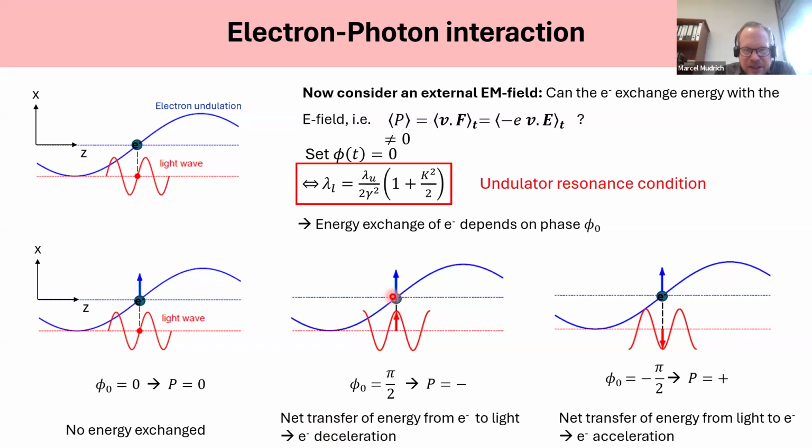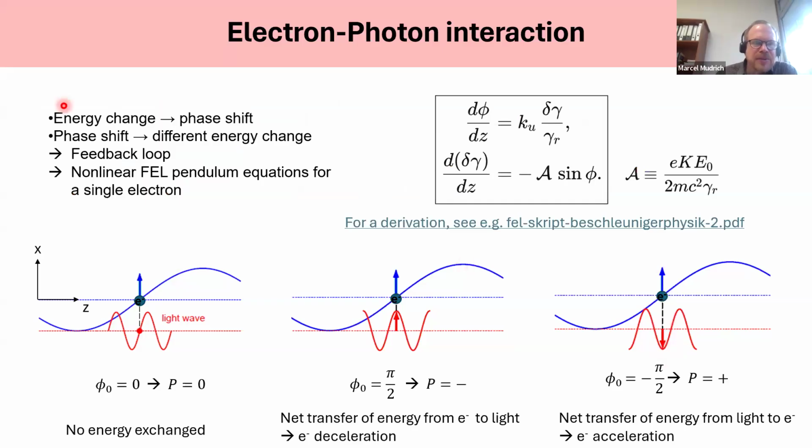When the electrons get decelerated, where does the electron energy go? Well, it goes into amplification of the light field. Or for the phase phi naught of minus pi over 2, the electric field of the external wave points opposite to the velocity of the electrons. And in this case, due to the minus sign, we get acceleration of the electrons. So the electrons absorb energy from the light field, and the light wave obviously gets then attenuated.